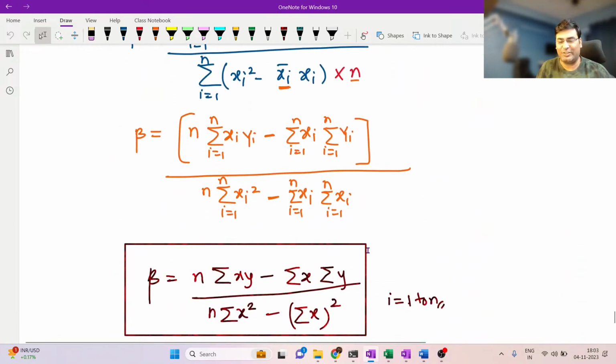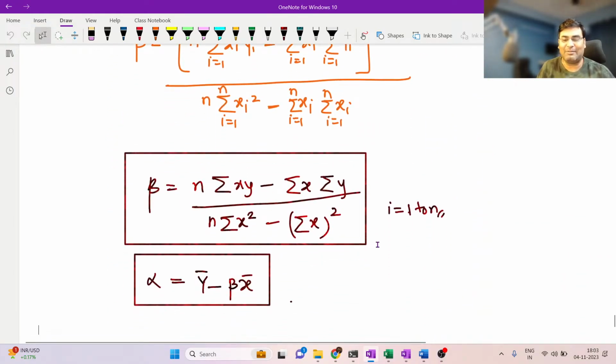it's a big lengthy equation. So it is n times the sum of products of xi and yi, minus the sum of x into the sum of y, divided by n times the sum of x squares minus the square of the sum of x. These are the ones we have to calculate. Once we have alpha and beta ready, we can calculate any linear regression model coefficient. Make sense, guys? Any question so far?